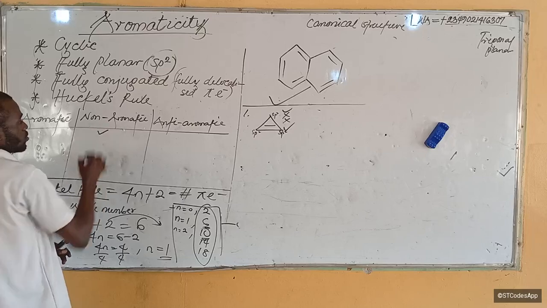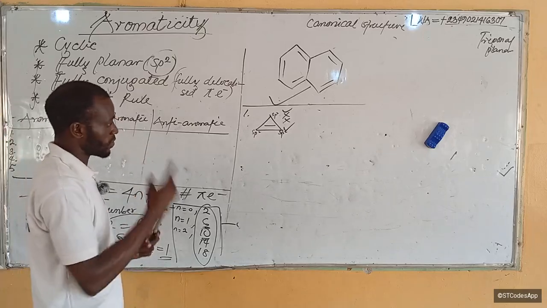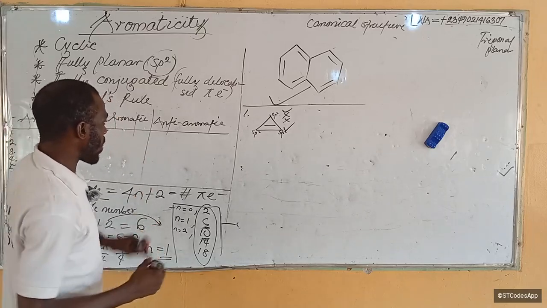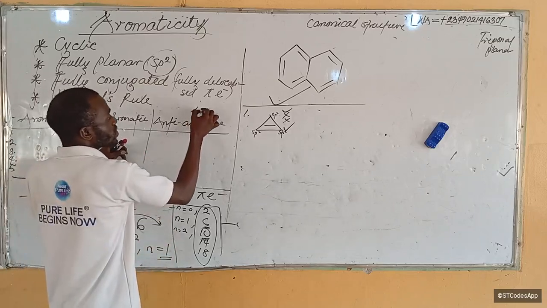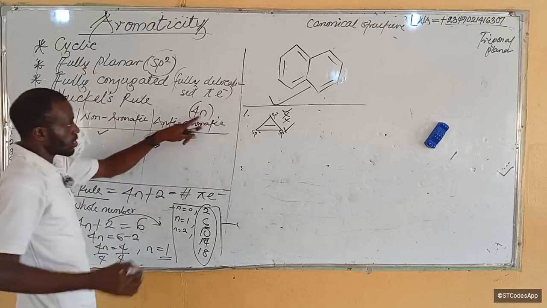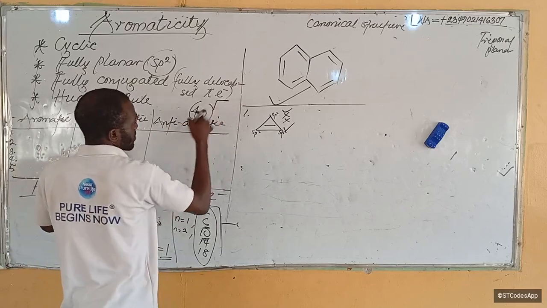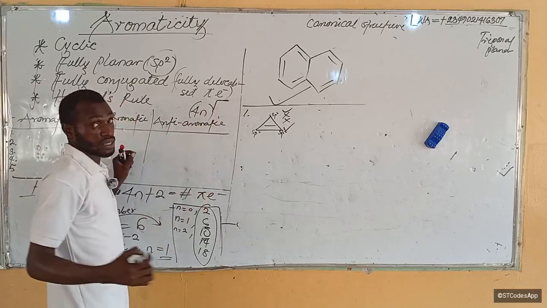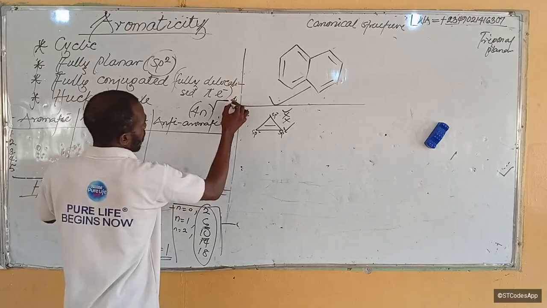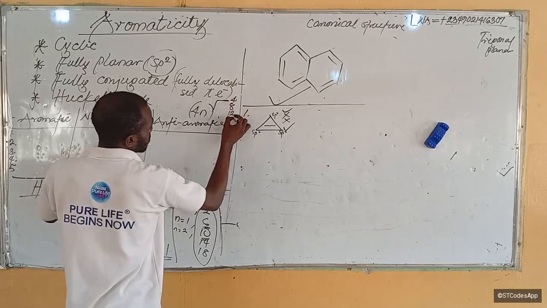So it is here, non-aromatic. Exactly, our number 1 example is non-aromatic. Now, for anti-aromatic, it follows this number 4n, where n is also going to be an integer. So the set of values that you get for this one will be what? In the family of multiples of 4, that is 4, 8, 12, 16.